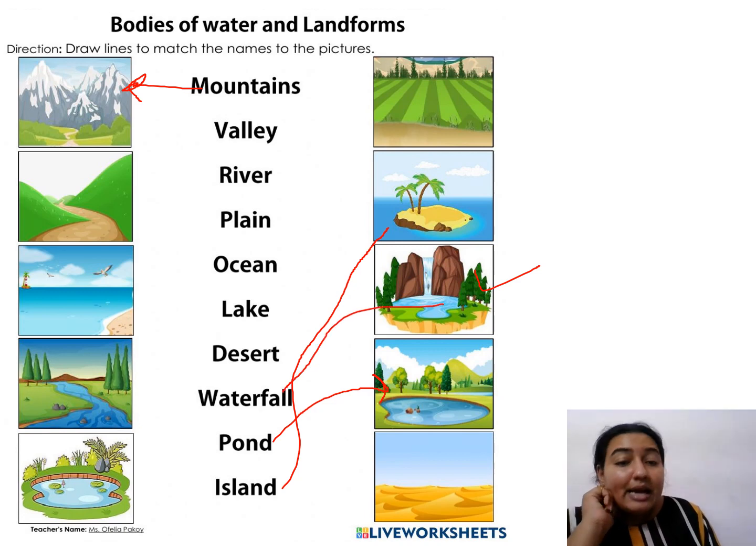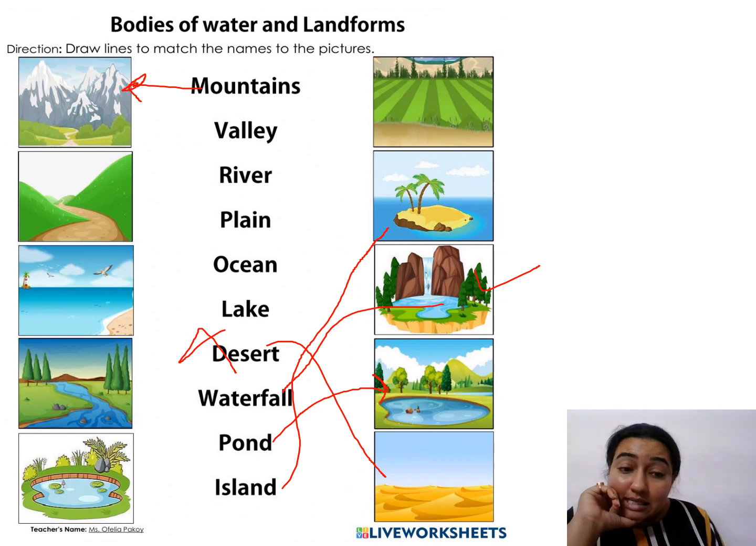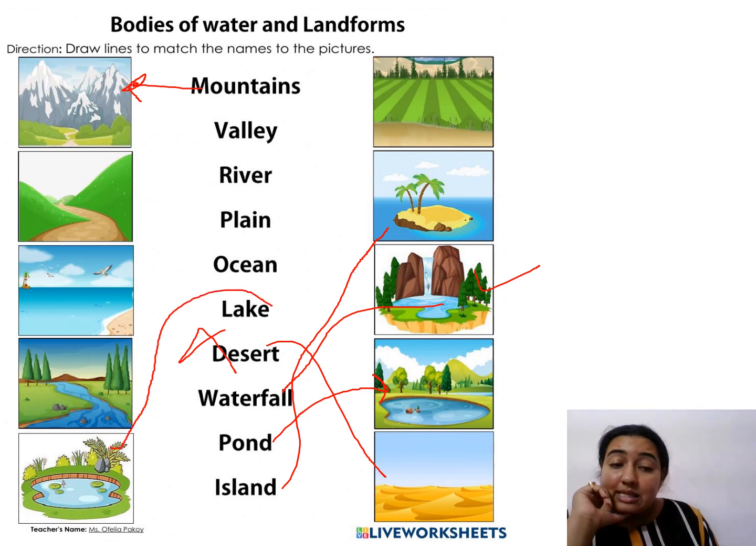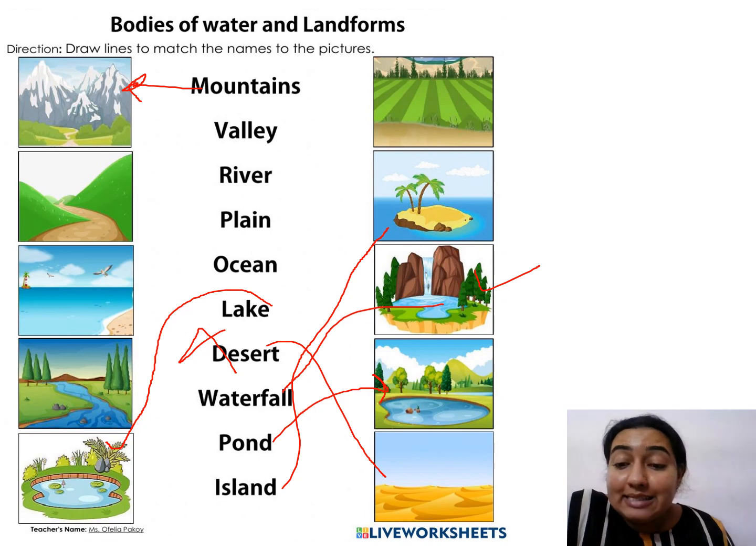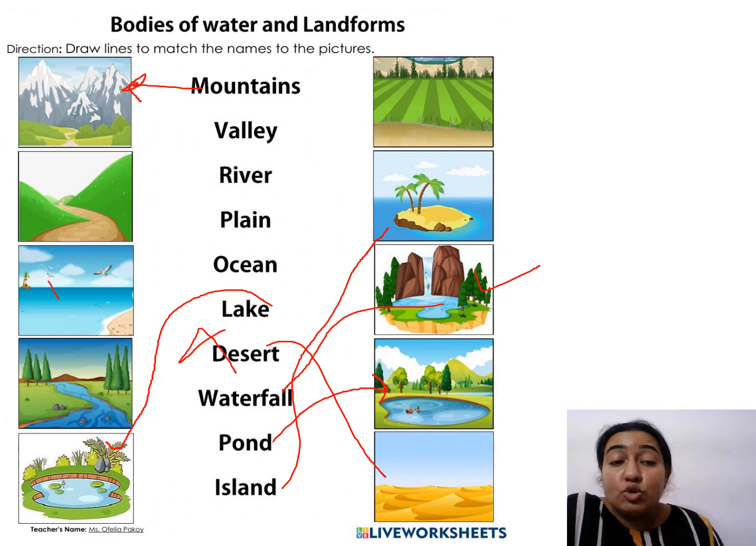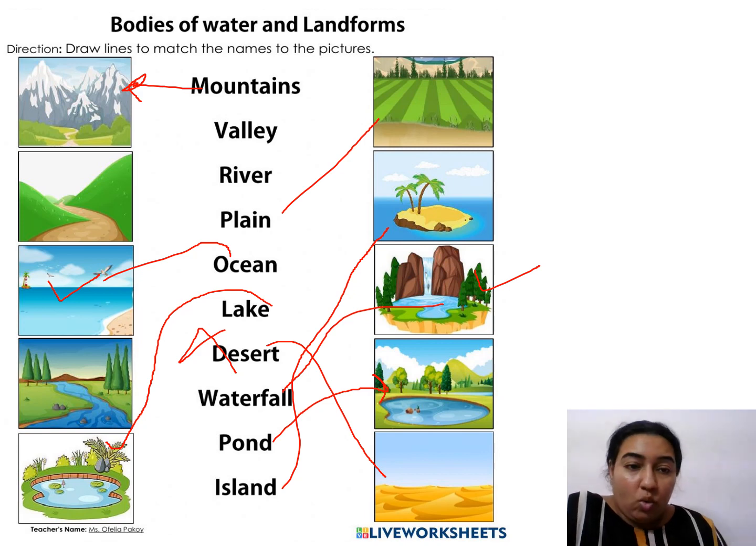Now desert. Desert means absence of water. No water at all. So this is the desert. Now lake. We also discussed that a lake is also covered by land. So this is a lake. Ocean. Oceans we discussed. They cover 71% of Earth's surface. So this is the ocean. Yes. Okay. Plain. There is no water. So this is a plain. Now river.